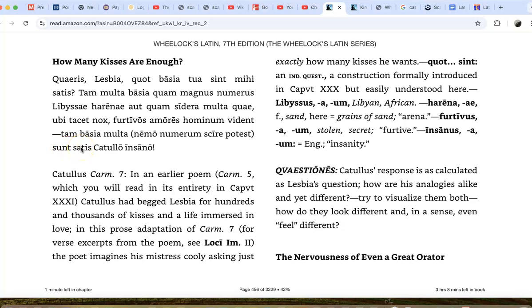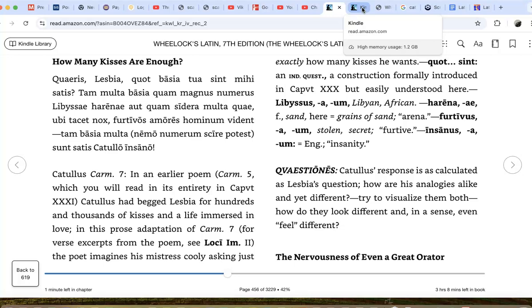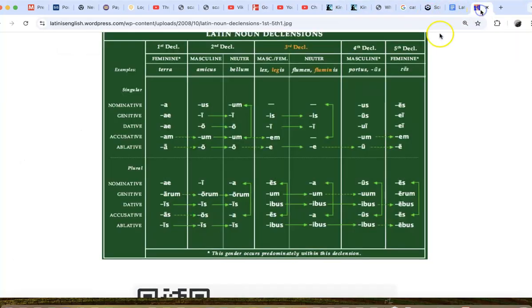Sunt satis, fairly straightforward. Satis, like satisfaction, just means enough. What's interesting about this one is that it's in the dative, so no amount of kisses is enough for him. So here we have, literally, for insane Catullus. There's probably a more poetic way to translate it, but I'm going to keep it somewhat literal. Here we can see that Catullus ends in -us. That makes it second declension. Second declension dative singular is -o. So Catullo insano, because dative is to or for whom something is done.